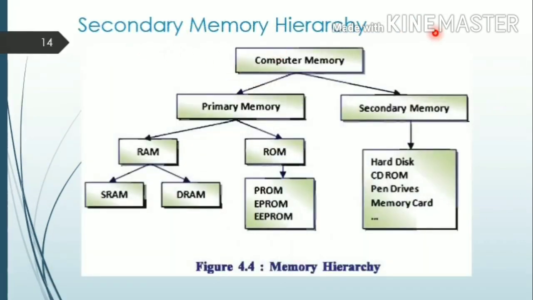Now here is the hierarchy of secondary memory and primary memory. Let us check. Here is computer memory. We have discussed primary memory and secondary memory. In primary memory we find RAM and ROM, two types. In RAM we find two types, SRAM, static RAM, and DRAM, dynamic RAM. In ROM we find three types: PROM, EPROM and EEPROM. But in secondary memory we find hard disks, CD-ROMs, pen drives and memory cards. You are familiar with that.